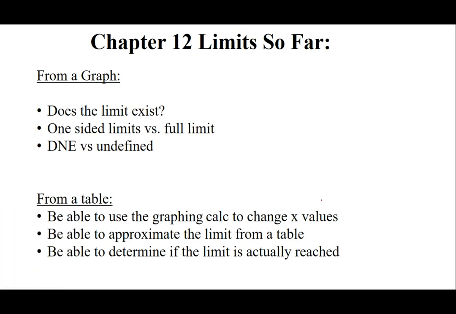So from a graph, you have to be able to decide, of course, does a limit exist? In order for the limit to exist, both the left hand and right hand approach have to, of course, be approaching the same value. Remember, it doesn't matter whether or not that value is actually defined. It just matters whether or not the graph is approaching it from each side. That's where the one-sided limit versus a full limit comes in.